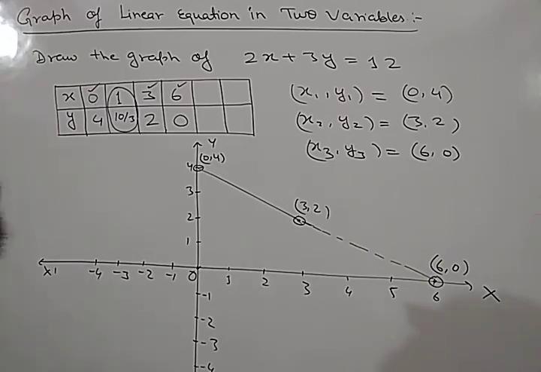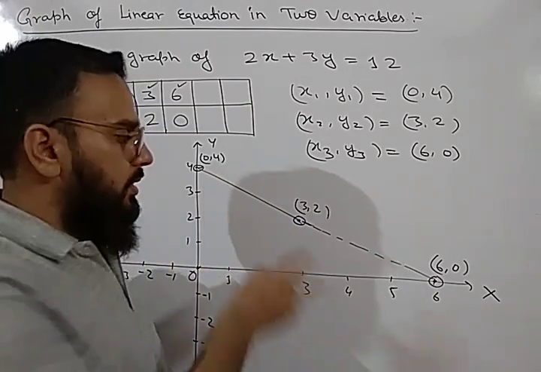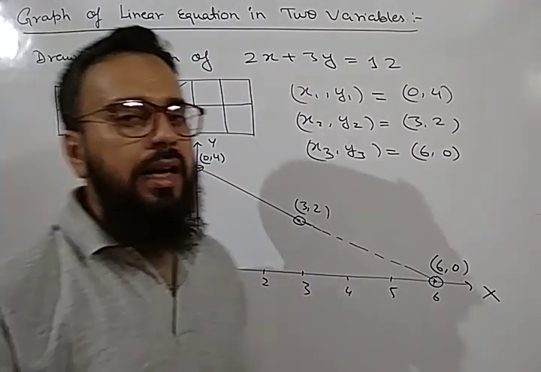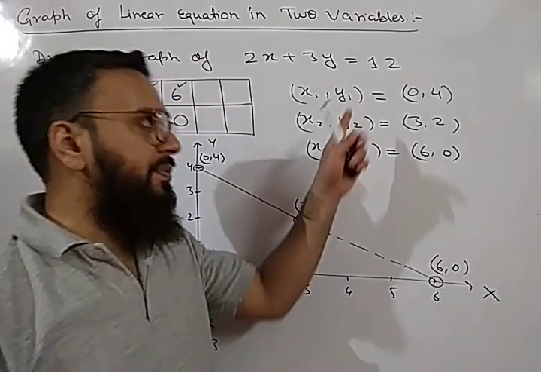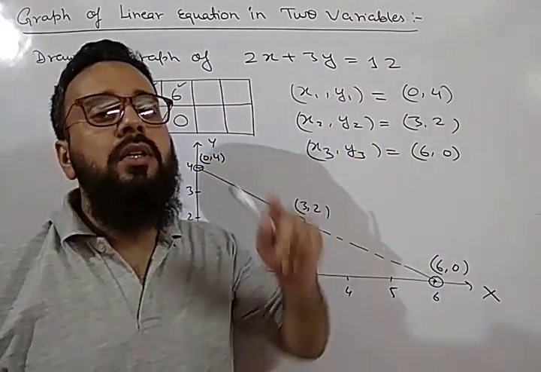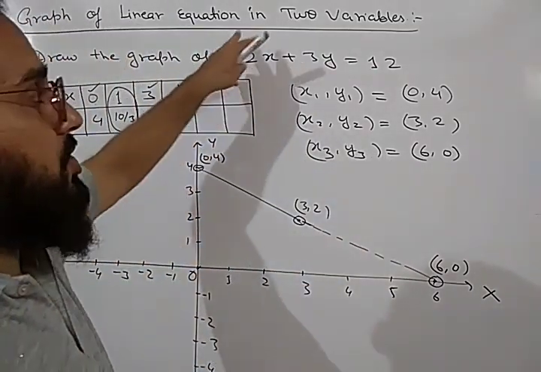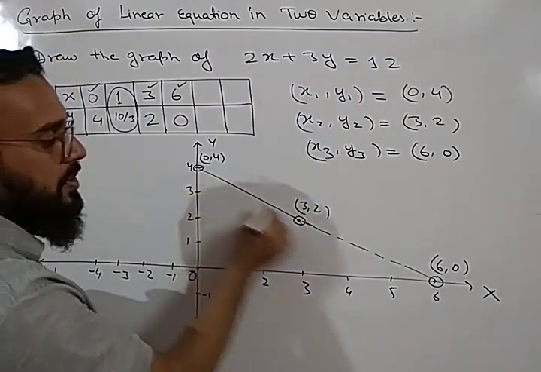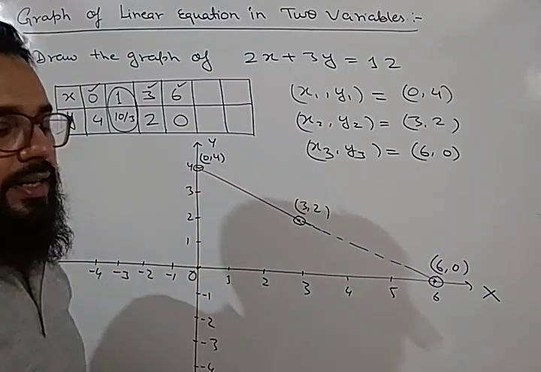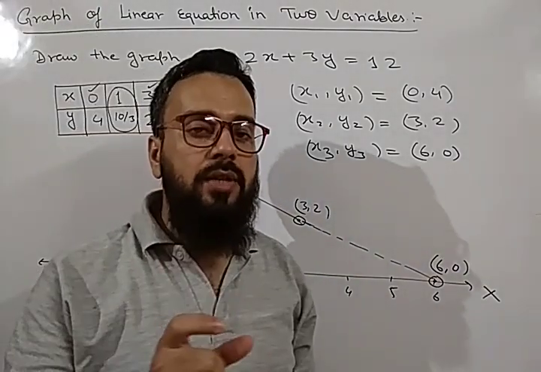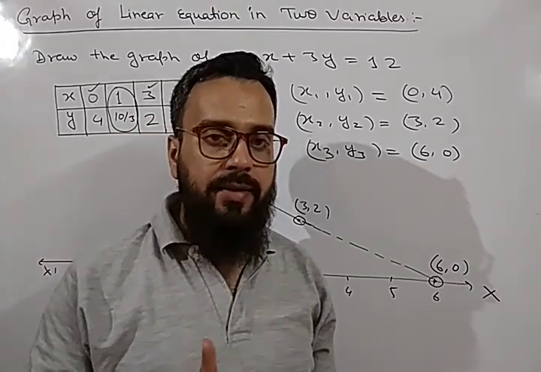So when you will join all the points, if you have plotted only 2 points, then it will also form a line, because we know a line can be drawn by any 2 points. So whenever we get any 2 points, any 2 ordered pair, then always we will get a line. And what is the graph of linear equation in 2 variables? It will always be a straight line. You can see here in this equation, the graph is a straight line.